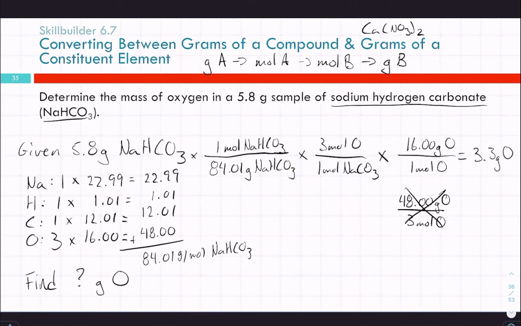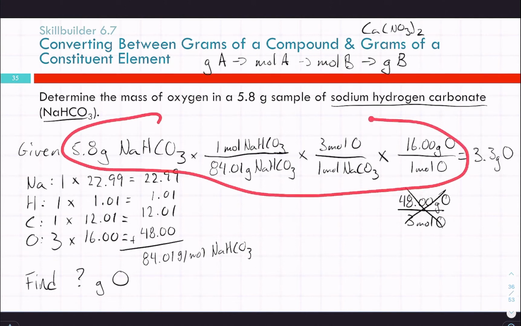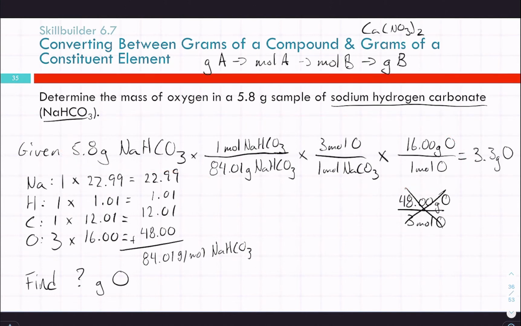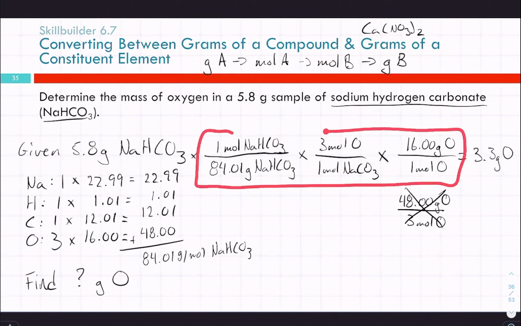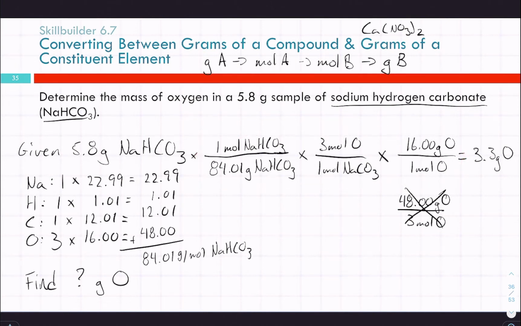And then just a reminder on sig figs, because we're multiplying and dividing in this whole mess here, we just use the smallest number of sig figs, which is our 5.8. For the most part, and really, as I told you, you can ignore the sig figs of everything in here. This 3 to 1 is exact. Any questions there?